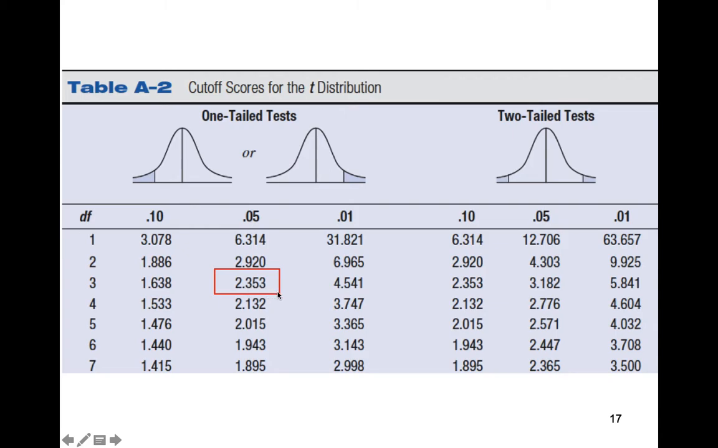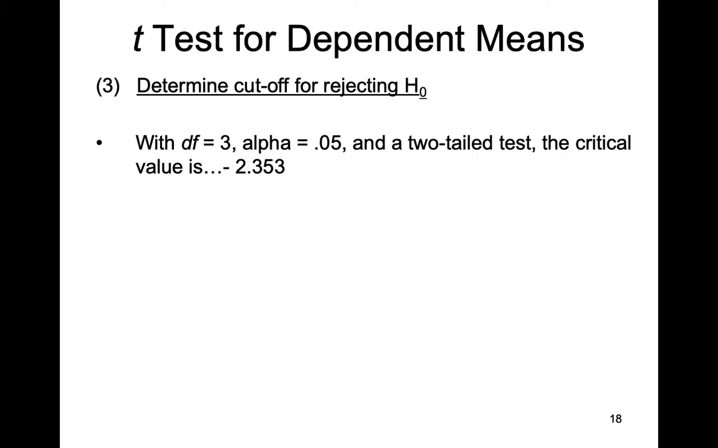2.353. Now we have to ask ourselves, do we want a positive 2.353 or a negative 2.353? What's the predicted direction of our effect? Is it positive or is it negative? Think about it for a minute, and think about whether we should specify a positive 2.353 or a negative 2.353. Hopefully you chose negative 2.353, because we're specifying a reduction.